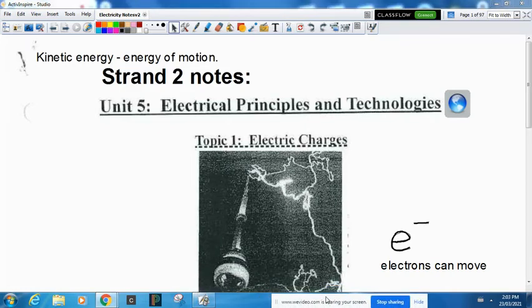All right, last unit of the year dealing with electricity. So this one is a little bit different in that I'm jumping around again. So we're going to start with outcome number 2 first. So some things you need to add to your notes.